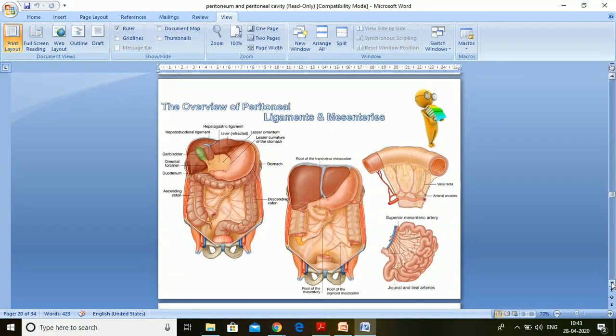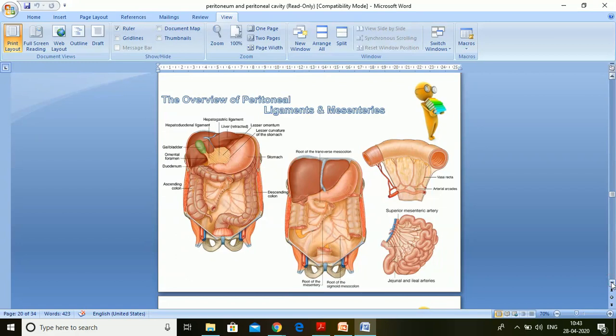So coming to the mesentery. What is a mesentery? The mesentery is nothing but a fold of peritoneum that lodges the coils of intestines and attaches the intestine to the posterior abdominal wall. It is a broad fan-shaped peritoneum which suspends the coils of jejunum and ileum, and attaches these coils of intestine to the posterior abdominal wall.